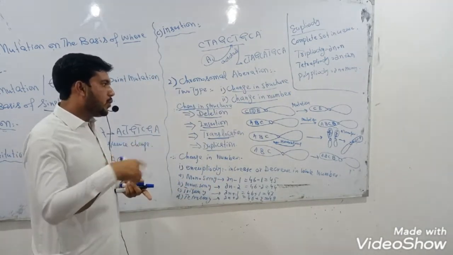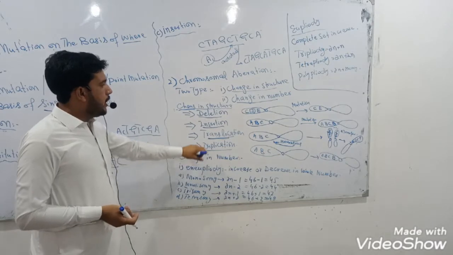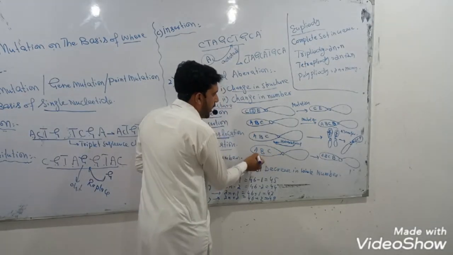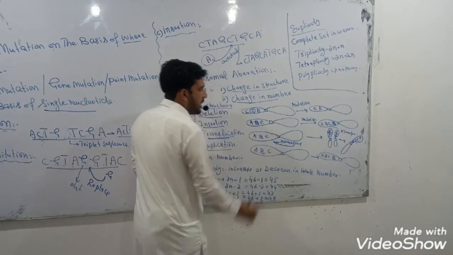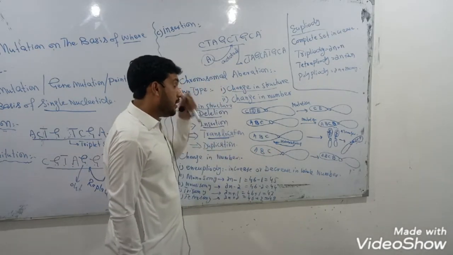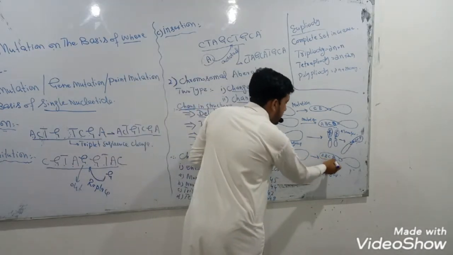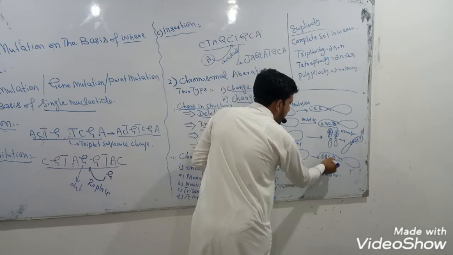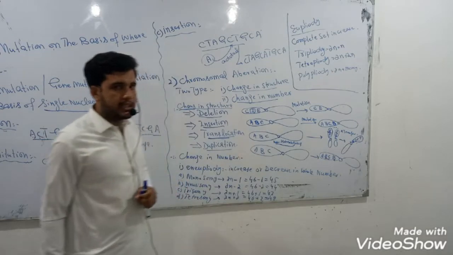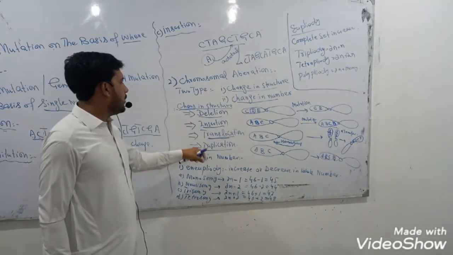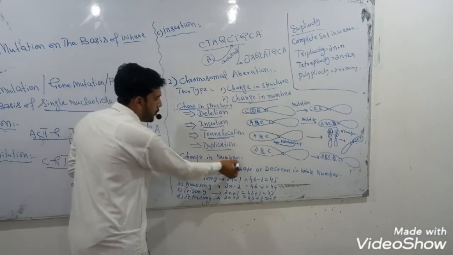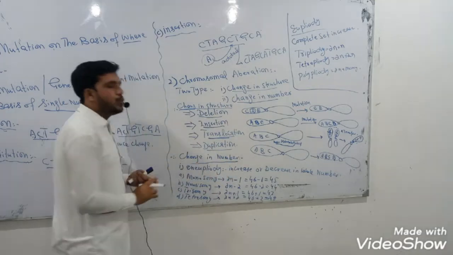That is, one segment transfers to another chromosome. Duplication: consider a chromosome having A, B, C. The duplication occurs in B. Consider the new chromosome after mutation having A, B, C, B. The B is doubled. This type of mutation is called duplication.